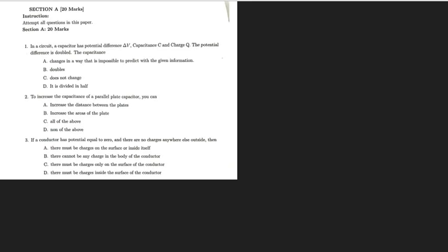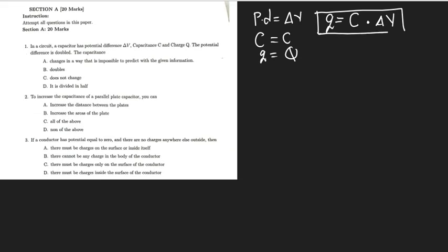Let's proceed. Look, we have very special questions. The first question is saying, in a circuit, a capacitor has a potential difference. Our PD is simply V, our capacitor is represented by the letter C, and our charge is represented by the big letter Q. One thing that you must know is that charge is the product of capacitance multiplied by the change in potential difference. This is the formula that we use. Now the question is saying, in a circuit, a capacitor has the potential difference, change in V, a capacitance C, and the charge Q.